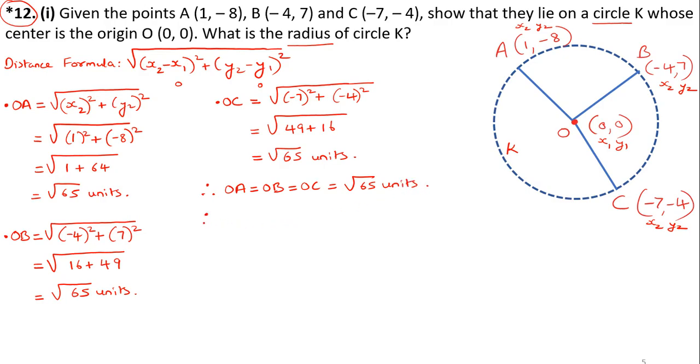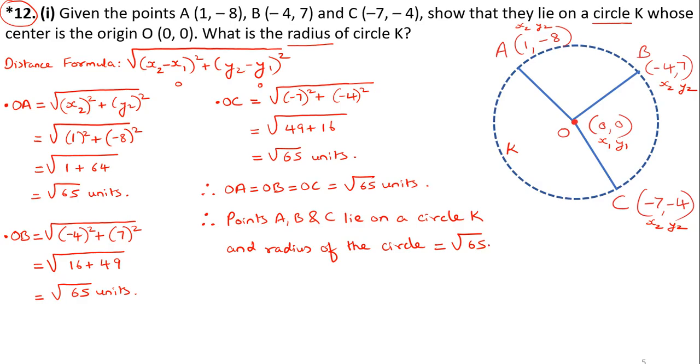So we can say that points A, B, C lie on a circle K, and radius of the circle is equal to root 65 units. So this is our answer.